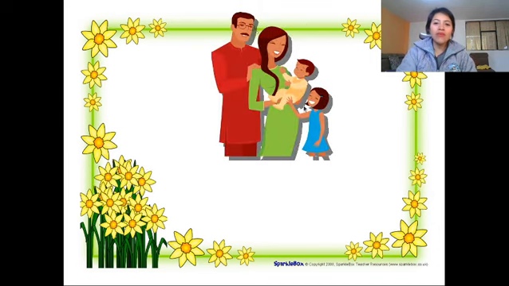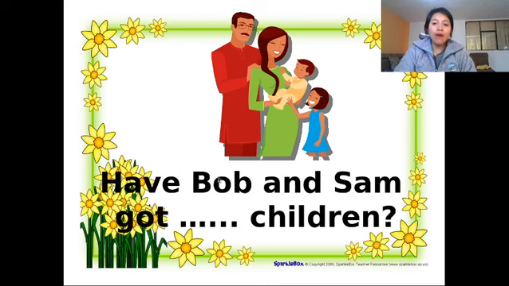Okay, now, can you see this family? Of course. Here we have a father, the mother, the children, right? This is like my family, right? Okay. Have Bob and Sam got children? This part we have, this is a question, right? Can you see? Okay, here we are going to use any because it's a question, okay?